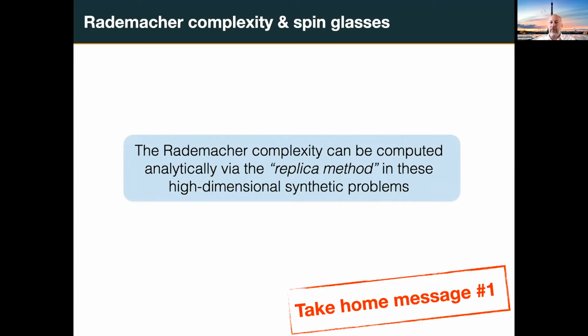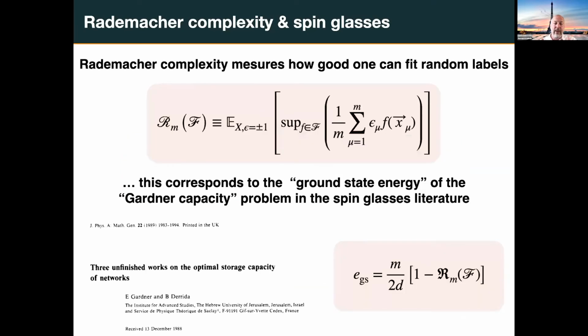Here is the first one. First of all, the Rademacher complexity, which is a very complicated object, actually can be computed analytically using this heuristic method called Replica by physicists in these high-dimensional synthetic problems. And it's actually very interesting to observe the serendipity here. Physicists knew nothing in the 80s or in the 90s, for that matter, about Rademacher complexity, so they were not computing it. They were computing something else.